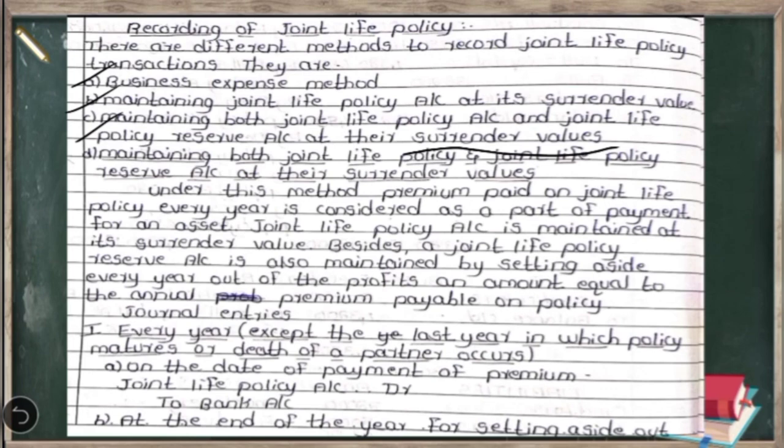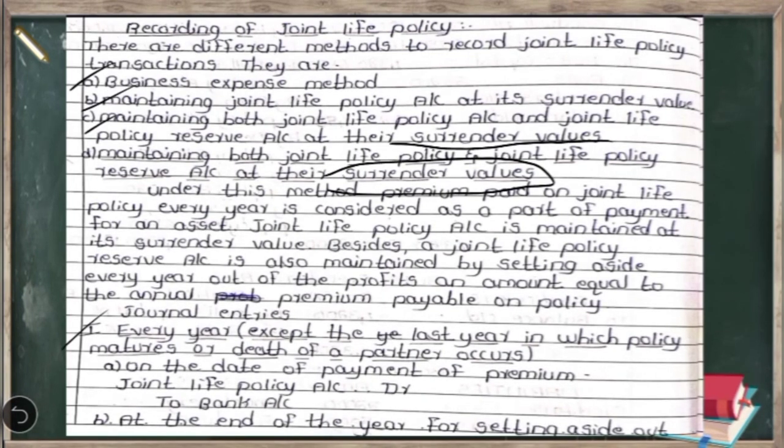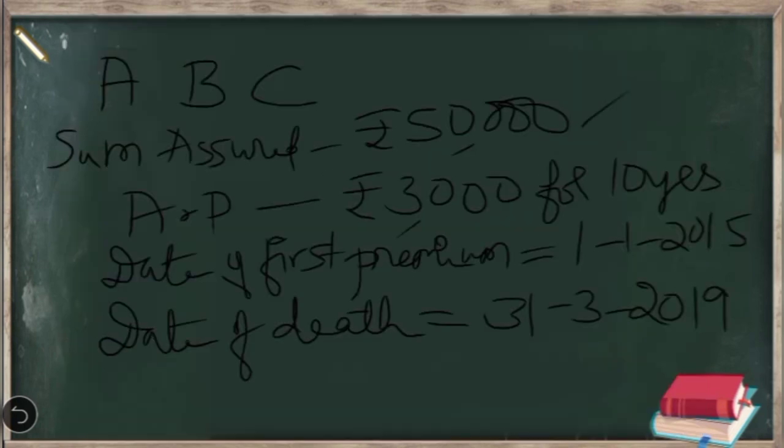Okay, so here what they do, they maintain 2 accounts, that is joint life policy account as well as joint life policy reserve account. Both the accounts will be maintained at its surrender value. Okay, so let's see what are the journal entries we have to pass when we maintain these 2 accounts. First set of entries have to be passed every year except the last year in which policy matures or death of a partner occurs. So let us understand these journal entries with an example.